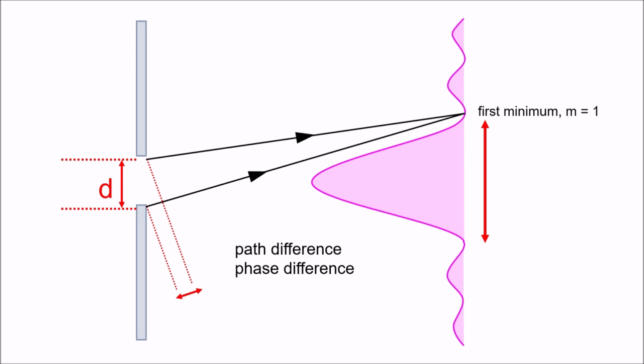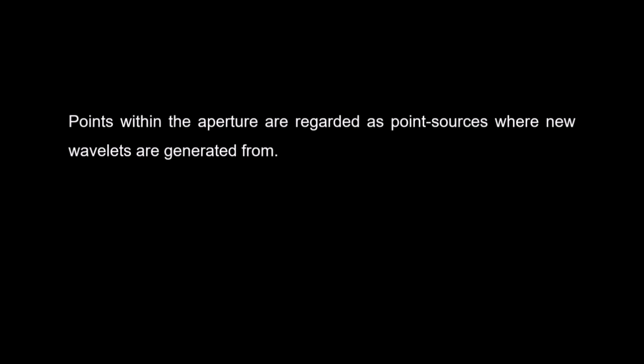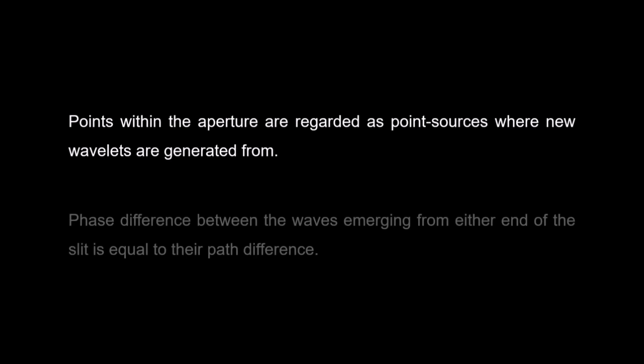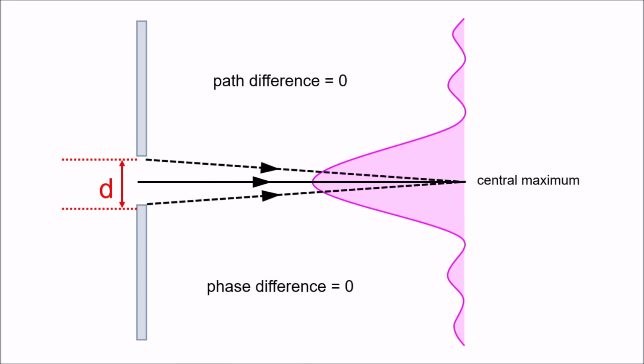Wavelet pairs destructively interfere, creating the dark minima on either side. Whereas, wavelet pairs constructively interfere at the center line.